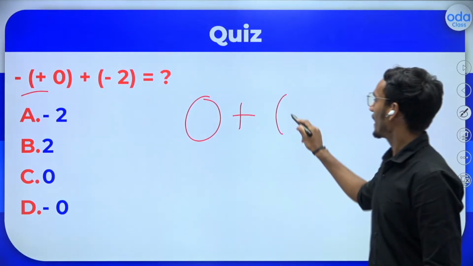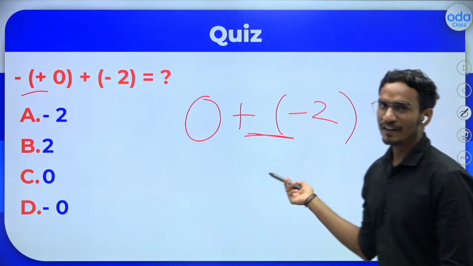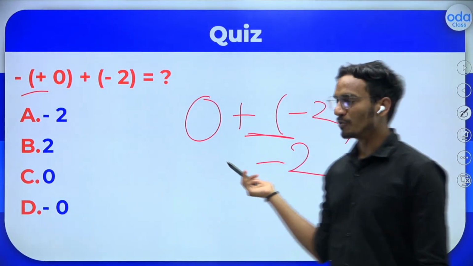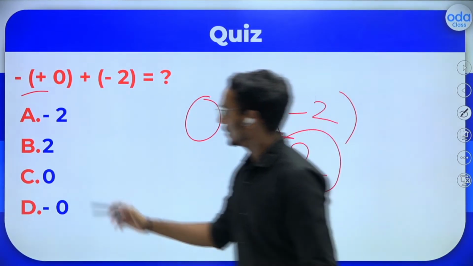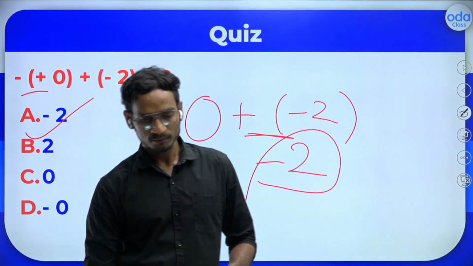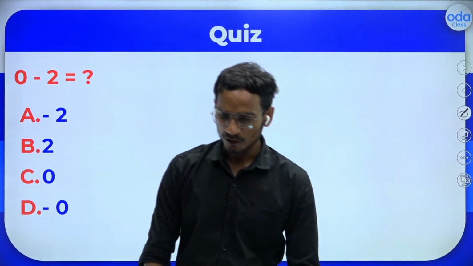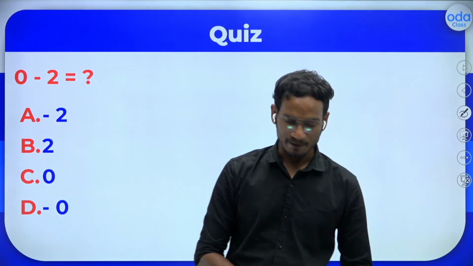0 + -2. प्लस माइनस डिफरेंट साइंस, दैट इज इक्वल टू -2. तो 0 के साथ कुछ भी करोगे तो कुछ होगा नहीं. तो द आंसर इज -2, ऑप्शन ए. क्या ये चीज क्लियर है सभी को? तो 0 - 2 की वैल्यू क्या होगी? -2. इज दिस क्लियर टू एवरीवन? आई होप बाय नाउ इट इज क्लियर टू एवरीवन.